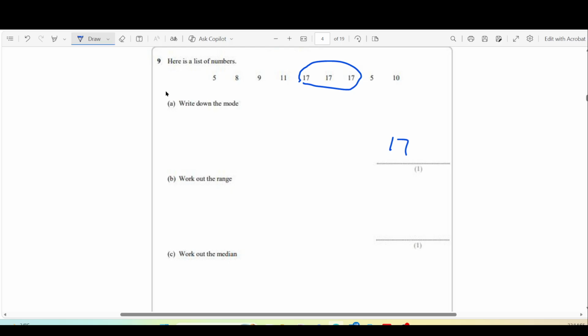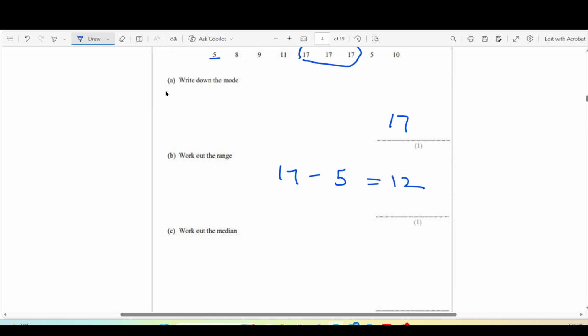Then range is the difference between the highest and lowest value. So the highest value is 17, the lowest value is 5. If we subtract them, we get 12. That is the range. Median means basically the middle number in an ordered list.